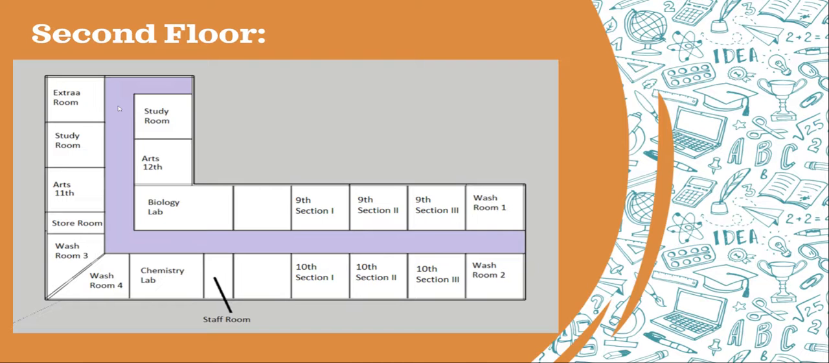On the second floor, we have the secondary wing, that is ninth and 10th, and we have the arts section of classes 11th and 12th. We also have the biology lab and the chemistry lab, and once again some study rooms and an extra room.